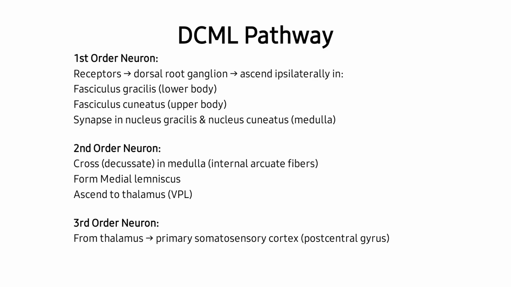DCML. Okay, so the dorsal column, remember, it is subdivided into two, and the most medial is the gracilis, with the cuneatus being lateral. So the most medial one, the gracilis, is the one carrying those modalities from the lower body. Then from there, once the first order neuron moves from the receptors and the dorsal root, it ascends ipsilaterally in these two columns, and what happens? It will synapse in the nucleus gracilis and nucleus cuneatus.